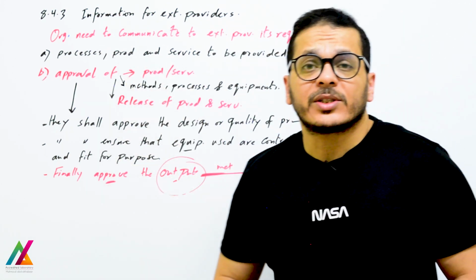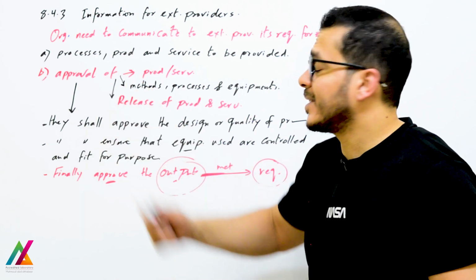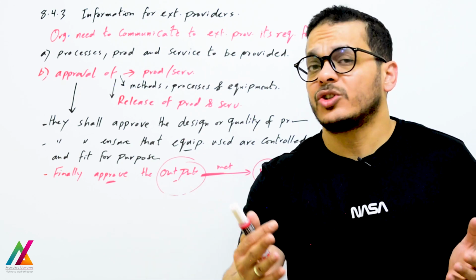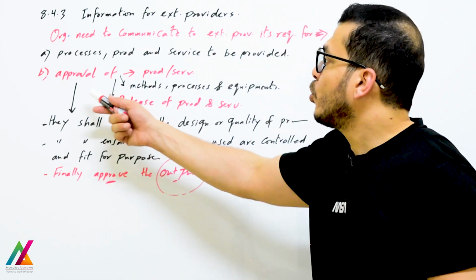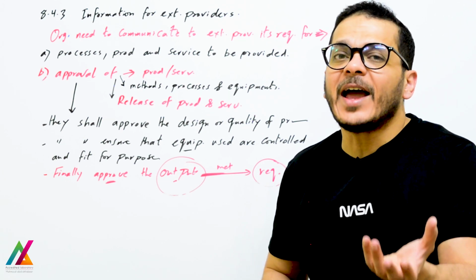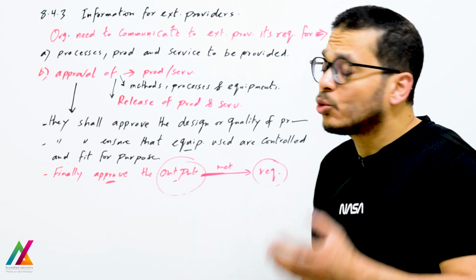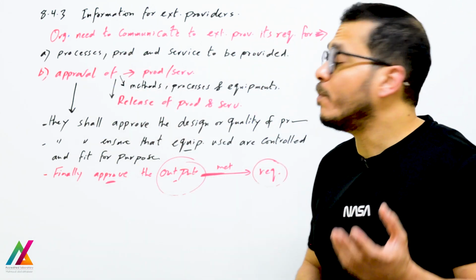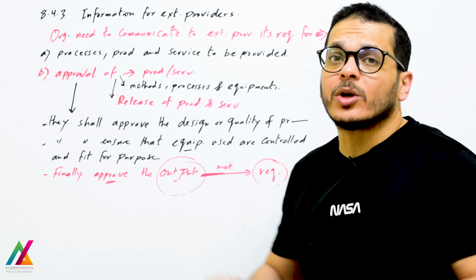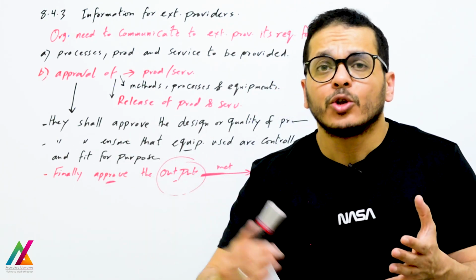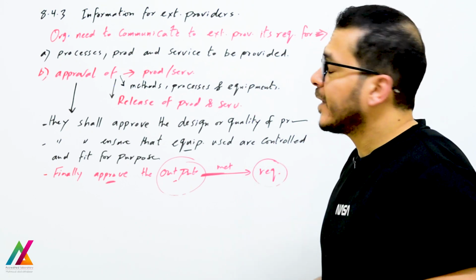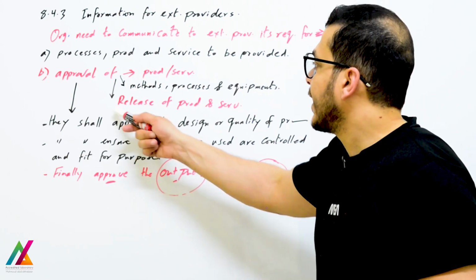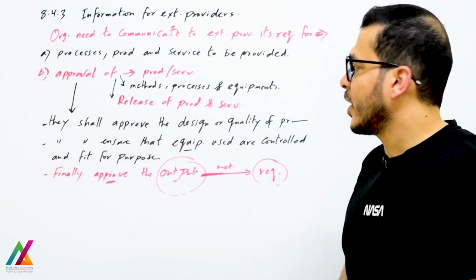The organization needs to communicate to the external provider its requirements for processes, products and services to be provided. What are the service or product or process you need him to do? Approval: at the end you need to approve the design and the quality of the product to ensure that outputs meet the requirement. Approval of product or service. Approval of methods, processes and equipment. What are the equipment and methods used to perform this job? And whether these equipment are controlled and fit for purpose or not, and approval of release of product or service.